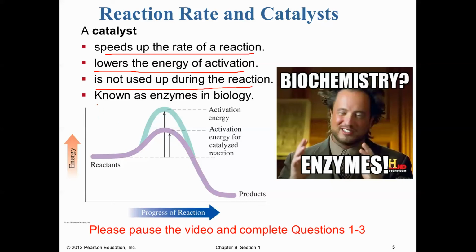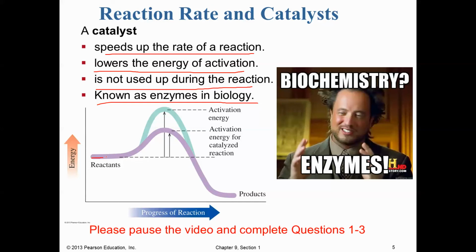And catalysts are known as enzymes in biology. So you've probably heard that term enzyme before. Enzymes are what we call catalysts in biology. And so organisms are really reliant on these because it's going to allow the organism to have relatively fast reaction rates. And that's going to allow it to run fast or swim fast or do whatever it needs to do quickly.